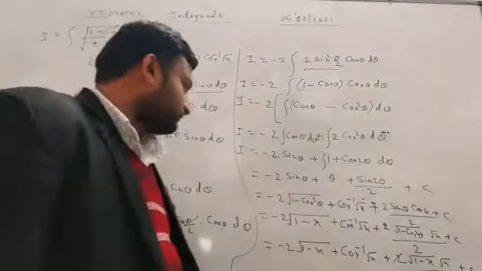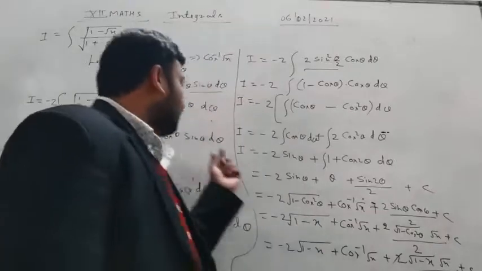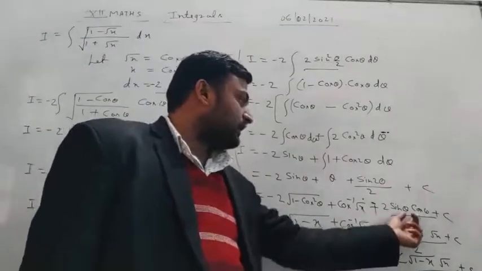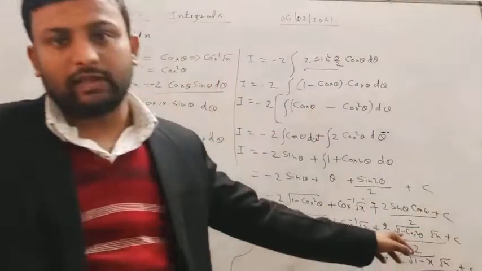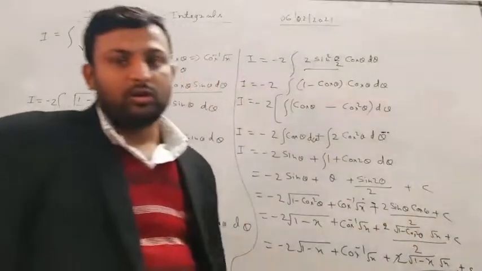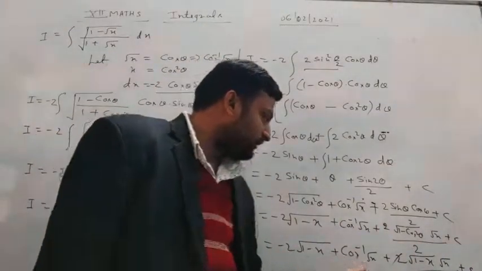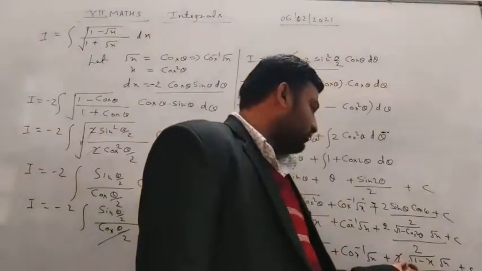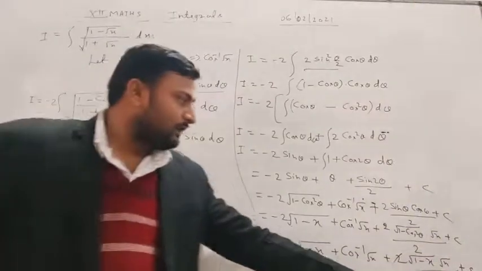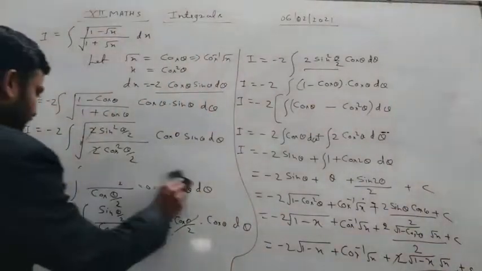Okay friends, cos square theta we have already taken from here, which is x, and this sin can be changed in cos, so we can write 1 minus cos square theta, root x plus c by 2. So this is minus 2 under root 1 minus x plus cos inverse root x plus 2 under root 1 minus x root x, and this 2 and 2 will cancel, and we get our result. I hope you understand friends.